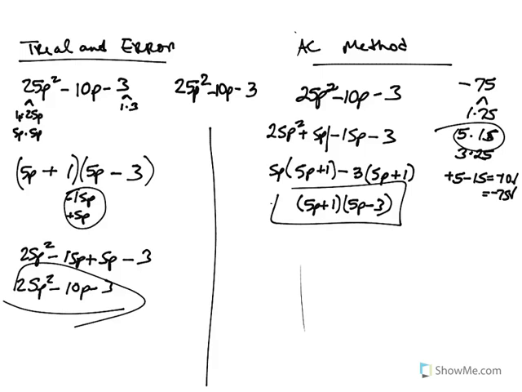So there you have it. You have to practice and figure out which one works best for you. Again, I recommend the AC method, but if you're more comfortable and you can get them right with trial and error, please use what you're comfortable with, because you have to make sure that you can factor.